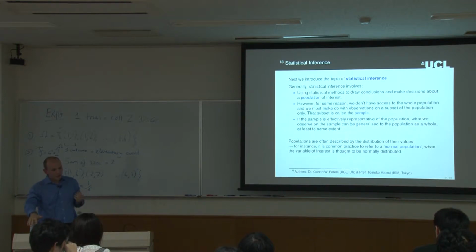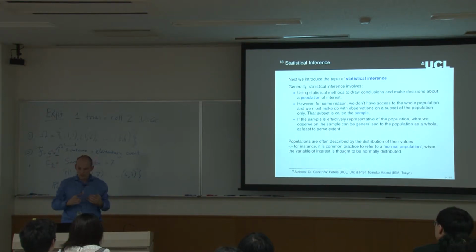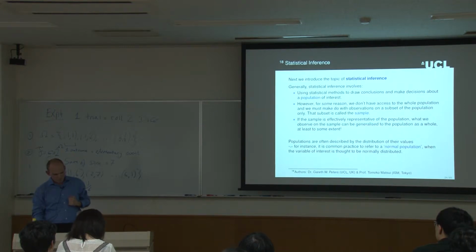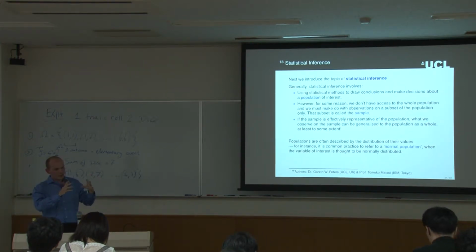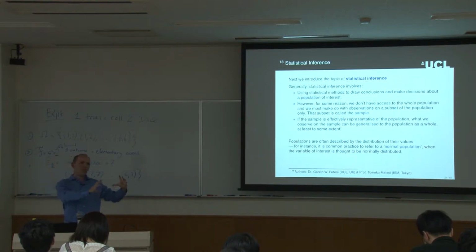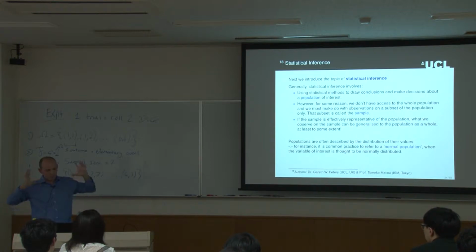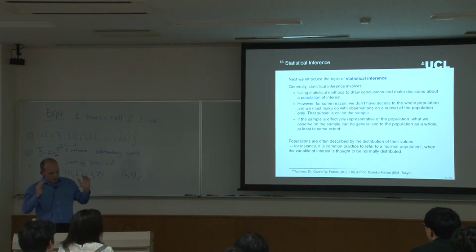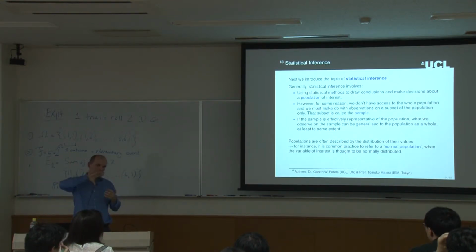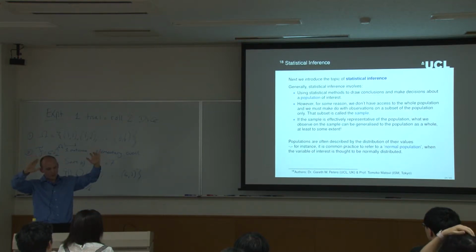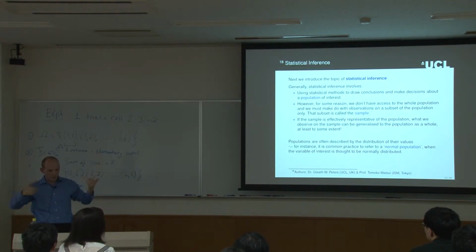This generally involves using statistical methods to draw conclusions and then make decisions about a population of interest. We don't have access to the whole population, but we take a sample of observations of the population. Say we conduct an experiment, we have a data set. This is a sample from the entire possible world population. So this subset is our sample. If this sample is effectively representative of the population, then what we observe on our sample data set, we want to be able to say things about the whole population. We want to be able to generalize this to the whole population and therefore test hypotheses and make decisions based on this sample.